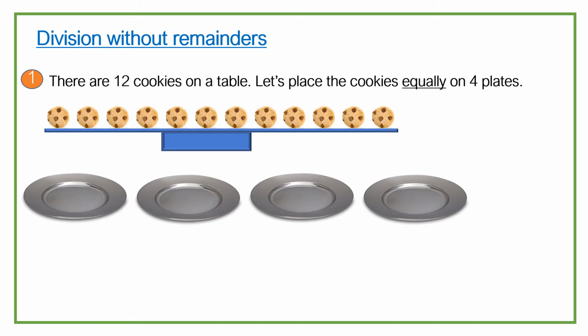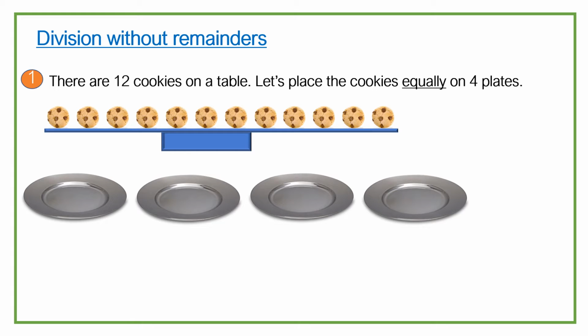In this lesson, we will look at division without remainders. Let us use this example. There are 12 cookies on a table. Let's place them equally on 4 plates. Okay?